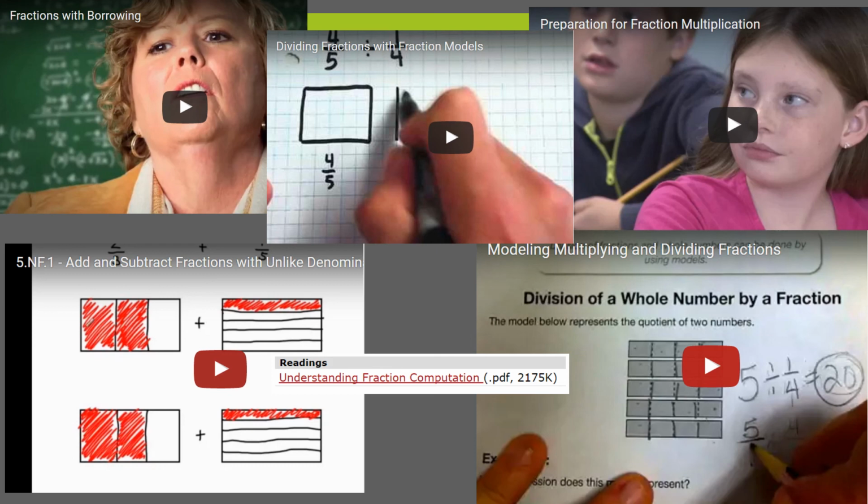Enjoy this week and learn to add, subtract, multiply, and divide with fractions.